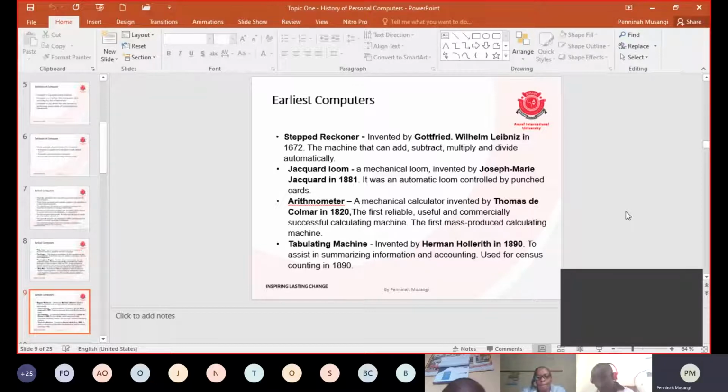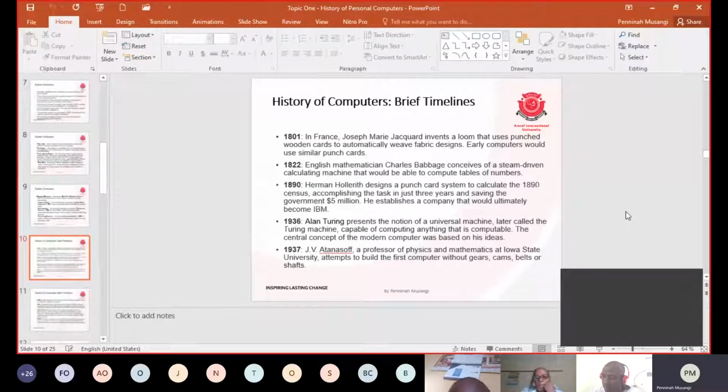And because we say necessity is the mother of invention, this guy thought that it was necessary to invent something which would assist them to shorten the time to calculate and release the census data. And therefore, that necessity led him to invent the tabulating machine, which was later used in the census of 1890, and it really helped. We are going to see how it helped. So those are some of the early forms of computer.